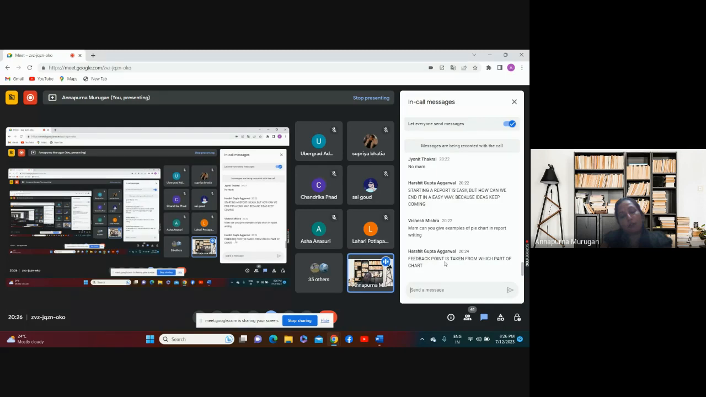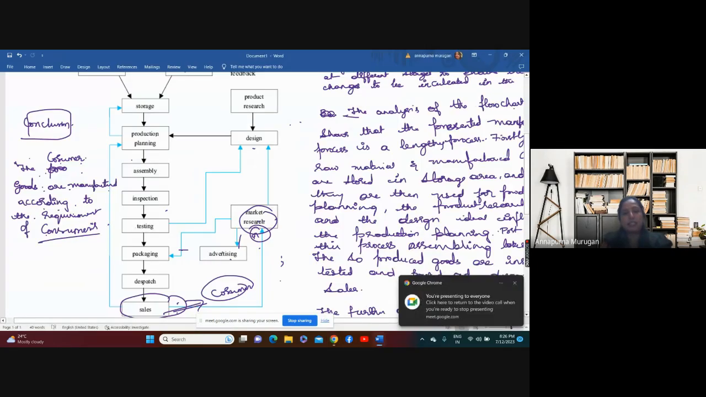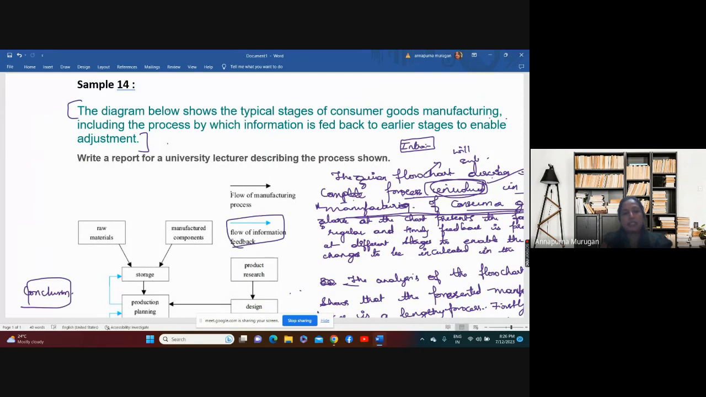Our feedback point is taken from which part of the chart? You can see here, the blue line indicates the flow of information feedback. This is the manufacturing process, black lines. Blue lines indicate the flow of information. Already they have clearly mentioned here. On the basis of that only we are doing this.